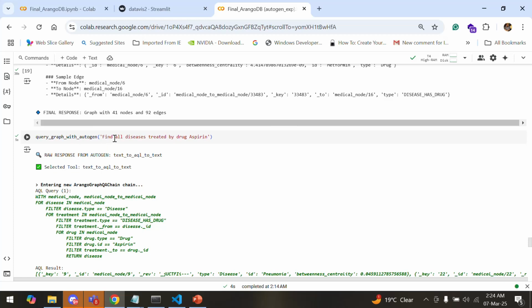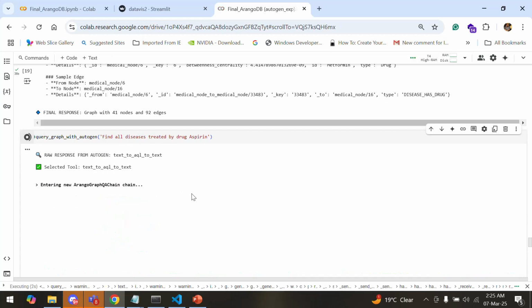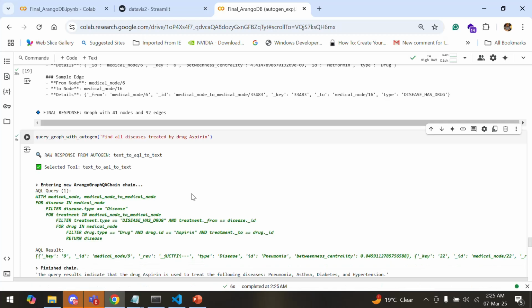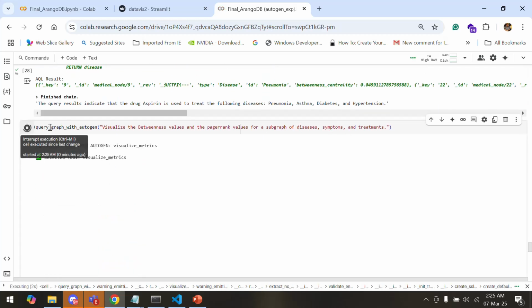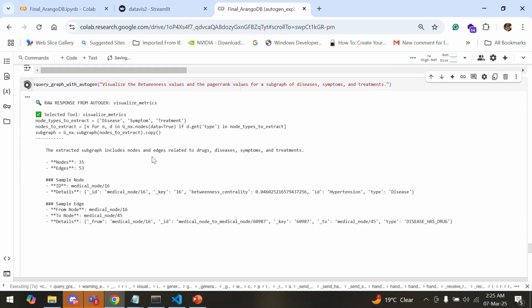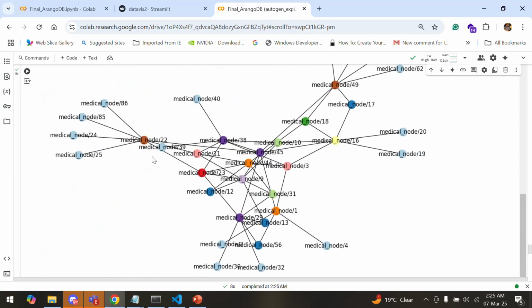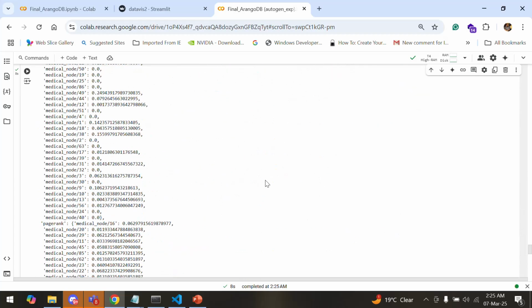This query is similar: find all diseases treated by drug aspirin. If we run through this, it goes through the selected tool, that is text to AQL. It goes through the Arango graph QA chain. Then we ask this: visualize the betweenness values and PageRank values for a subgraph of diseases, symptoms and treatments. It checks and selects the visualize metrics tool and creates the entire result for us.